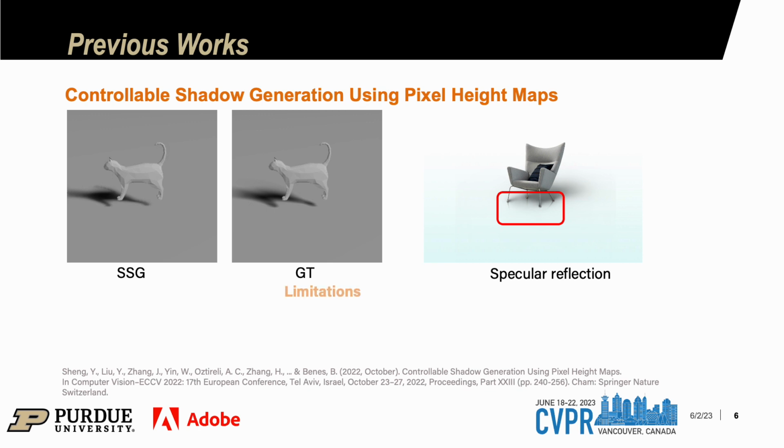SSG also has some limitations. One is that general surface soft shadow rendering is challenging and SSG fails to render realistic soft shadows. Another limitation is that the reflection rendered by SSG is limited to the specular case.